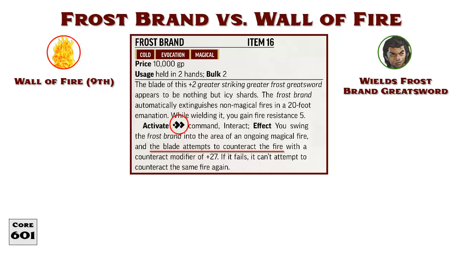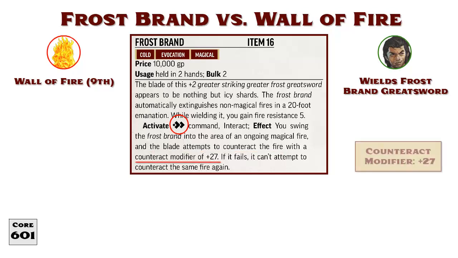The sword stat block shows us that his counteract modifier is plus 27, and that is not further modified. You don't add Valeros' strength bonus, or character level, or proficiency bonus for greatswords, or anything else. It's just a straight up plus 27. That's easy enough, but next we need to know what the sword's counteract level is. Unlike the counteract modifier, there's nothing in the Frostbrand stat block that shows specifically its counteract level.